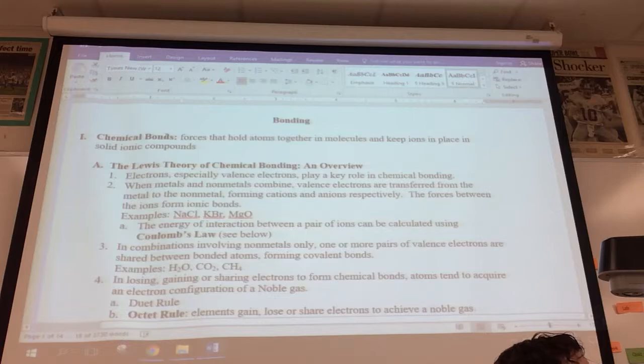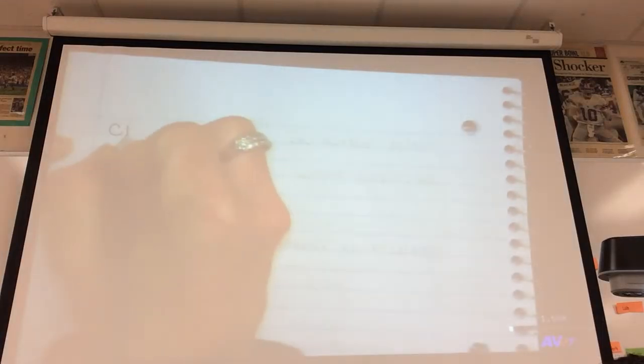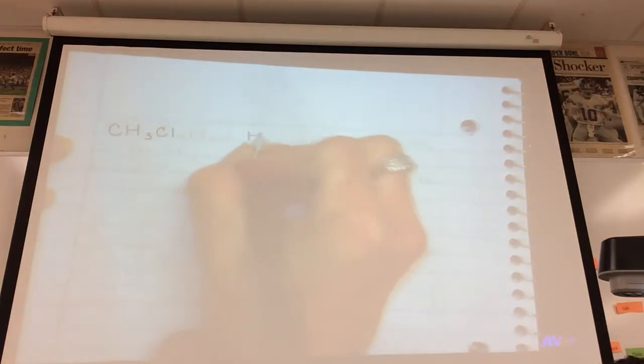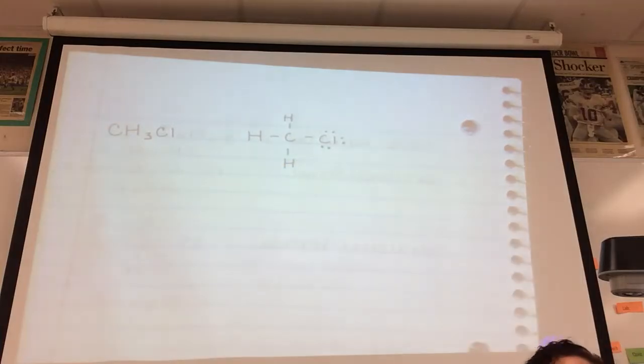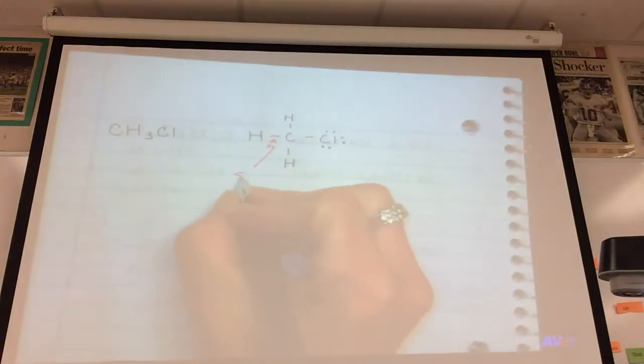Chemical bonds are just forces that hold atoms together or ions together. And don't be confused there, because what you're used to might be something like this. This would be methyl chloride, and you will recall how to draw the structural formula from last year. And you recognize this stick as what? Single bond.